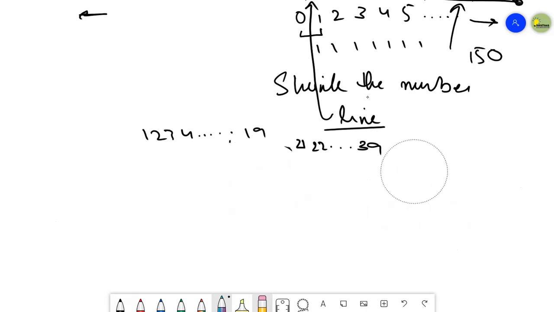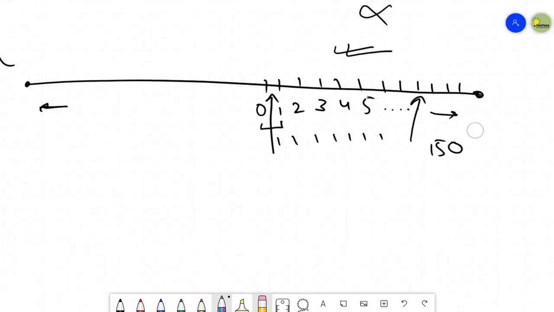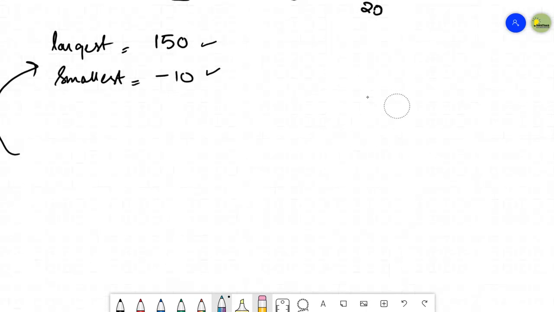Okay, let me just remove it and make it a clear one. Okay, let's just remove this number line.